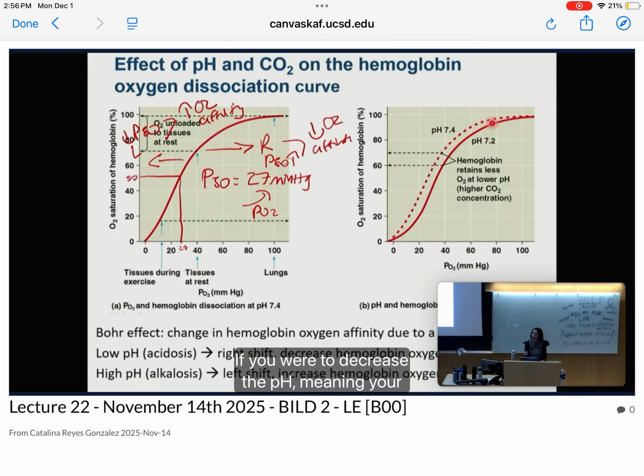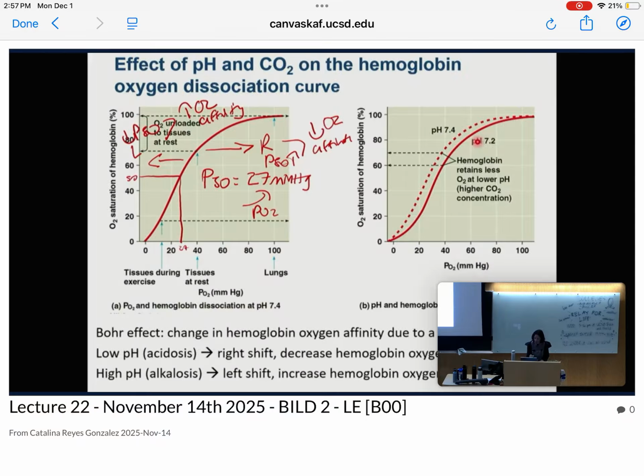If you were to decrease the pH, meaning your blood is now acidotic because you have more hydrogen ions. Remember, what pH does is it measures the concentration of hydrogen ions. So if you have more hydrogen ions, that means that the pH decreases, which means acidosis. Okay? So here we have a pH of 7.2. That means we have a lot more hydrogen ions. That means that the blood is now acidotic. That's going to cause a right shift.